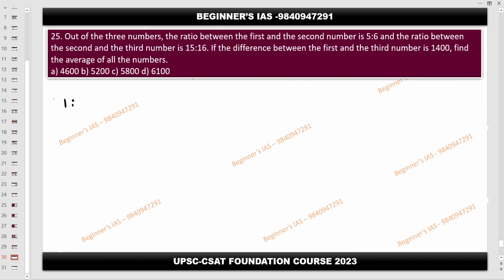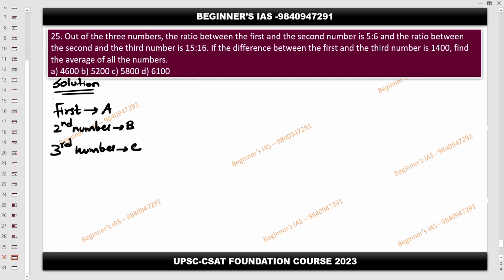So first and second, or else let us do one thing. Take it in terms of A, B, C. First number A, second number as B, third number as C. Now what is the ratio? A is to B is to C. Now listen.